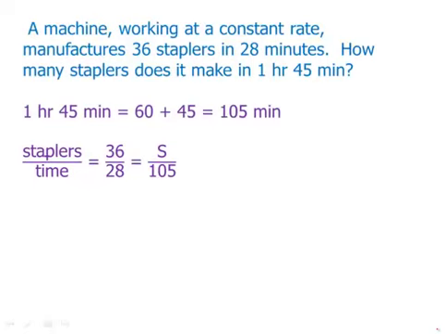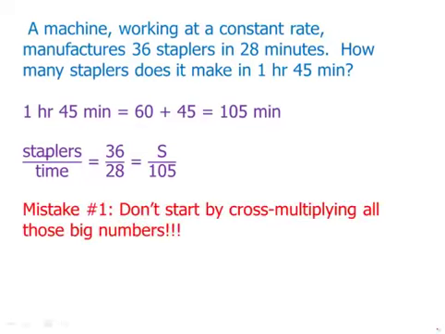Well, first of all, it would be a mistake to cross-multiply right here. To cross-multiply, do 36 times 105, then 28 times S, and then trying to divide that gigantic number by 28. That would be a nightmare. Please do not make a mistake like that. So do not start by cross-multiplying all those big numbers together.